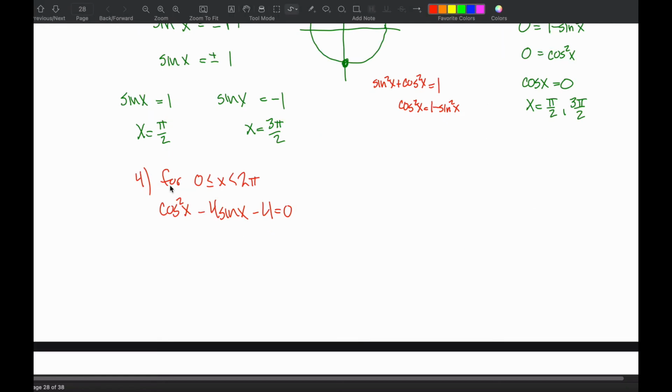All right, let's do another one, number 4. So we have the same restriction on our angle x. It's supposed to lie between 0 and 2 pi. And this time our equation that we're solving is cosine squared x minus 4 sine of x minus 4 equals 0.